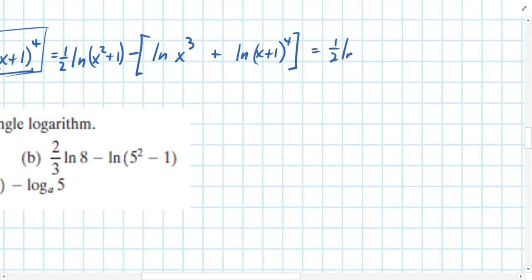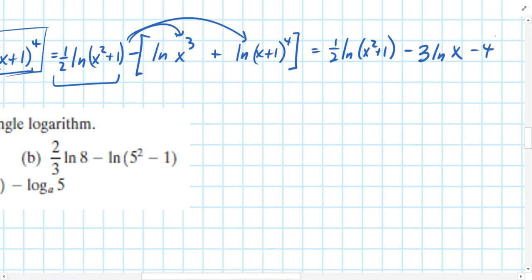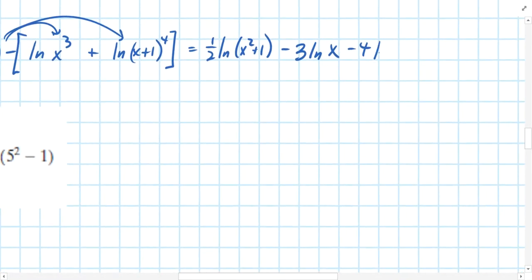So the 1/2 natural log quantity of x squared plus 1 is left. This is untouched. I'll go ahead and distribute this subtraction sign into both components. And I'm also going to apply the exponent rule, or the power rule, for this logarithm. So 3 natural log of x and minus 4 natural log of x plus 1.